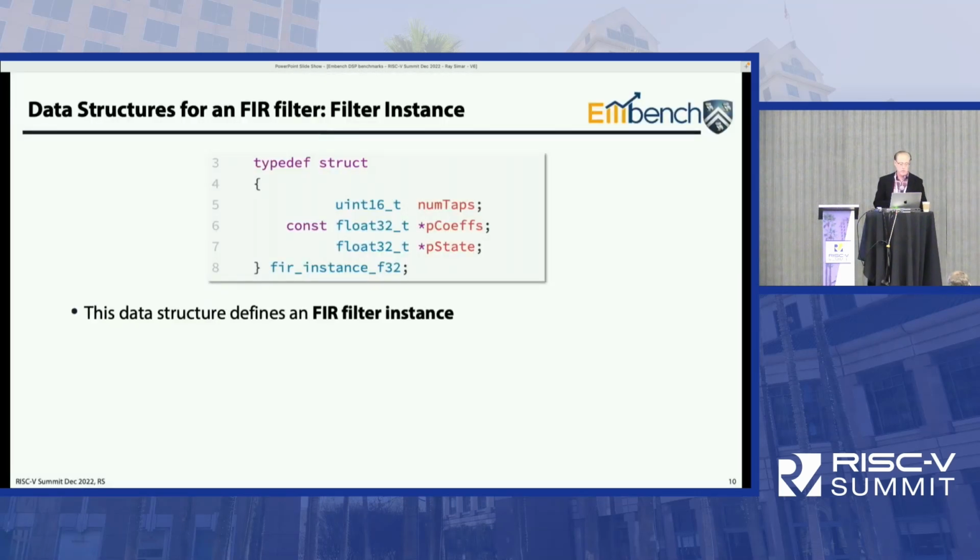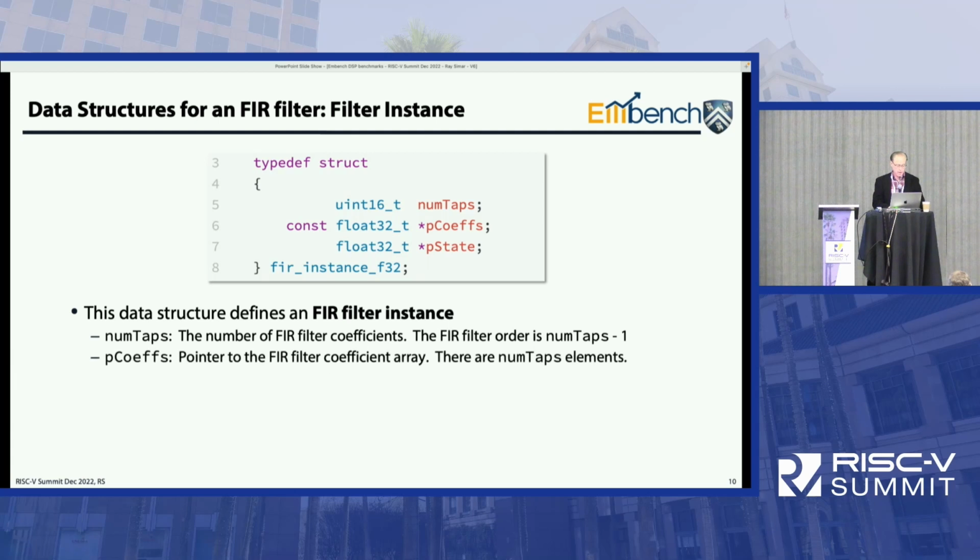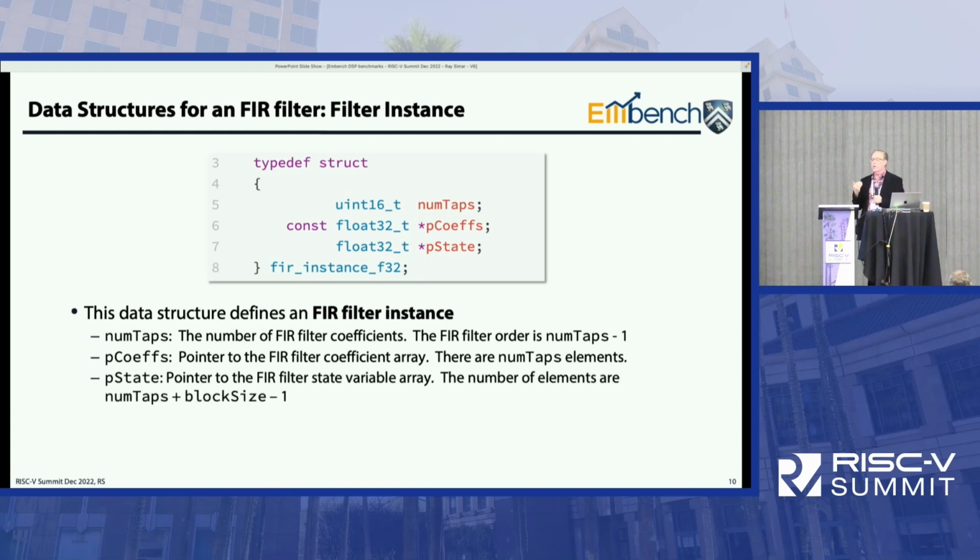So here's the way it's going to look. What the benchmarks will do, they will use what we'll call a filter instance. And the filter instance has, as parameters, the number of filter taps, the number of coefficients, the order of the filter. Then we will actually have a pointer to the actual values of the coefficients. And then you'll see we will have to have a state variable, okay?